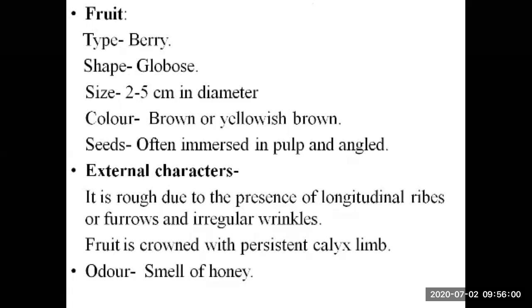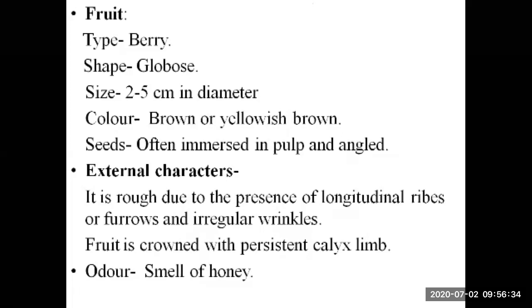Shape globose, it is round, and size 2 to 5 centimeter in diameter. Color is brown or yellowish brown. After completely drying, it turns to yellowish brown. Seeds are often immersed in the pulp. There are numerous seeds present. Those seeds are immersed in the pulp, and it looks like the two hemispheres of the brain.